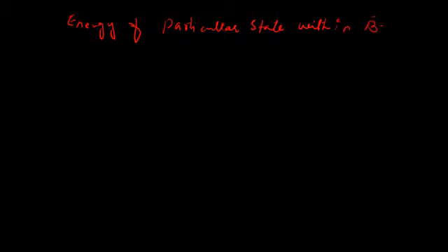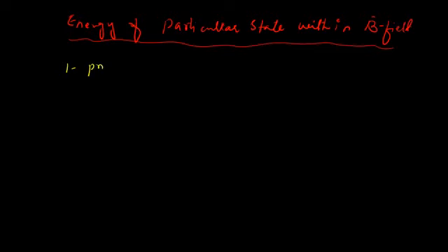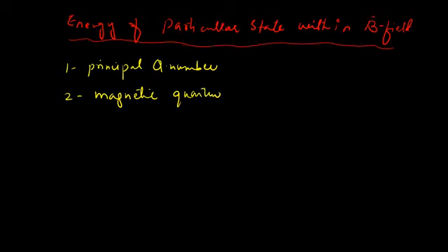So we consider here the energy of a particular state within a magnetic field, or B field. The energy of any state depends on two things. Number one, it depends on the principal quantum number, and secondly, it depends on the magnetic quantum number, which can be represented by m_l, while the principal quantum number is represented by n.